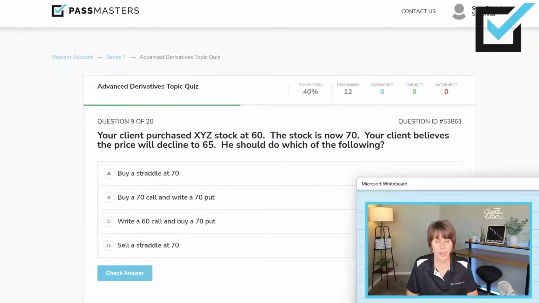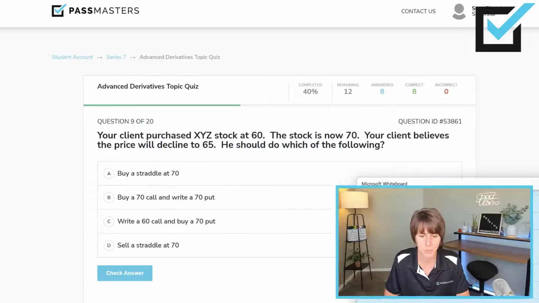Your client purchased XYZ stock at 60. The stock is now 70. Your client believes the price will decline to 65. He should do which of the following? Buy a straddle at 70, buy a 70 call and write a 70 put, write a 60 call and buy a 70 put, or sell a straddle at 70. When you own stock, you buy a put to hedge the downside risk. Now, in this case, the inventory position was lower than the current market price, so if you buy a put at 70 and the price goes below 70, you're actually locking in their profit. So buying a put at 70, yes.